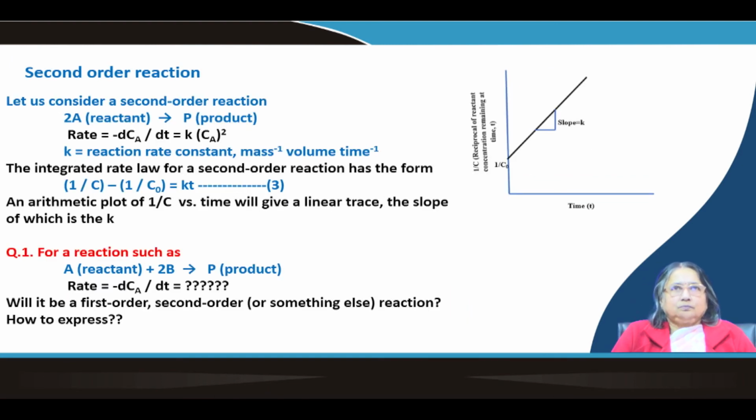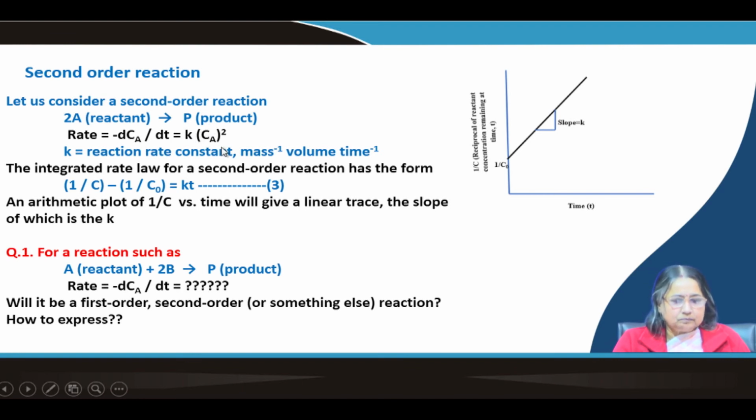Now, second order reaction. Second order reaction is also very common. Many reactions are second order reactions. Okay, here you can see the balanced equation is 2A giving the product P. Here it is second order, and the molecularity is also 2. So, by chance, molecularity and order are the same here.